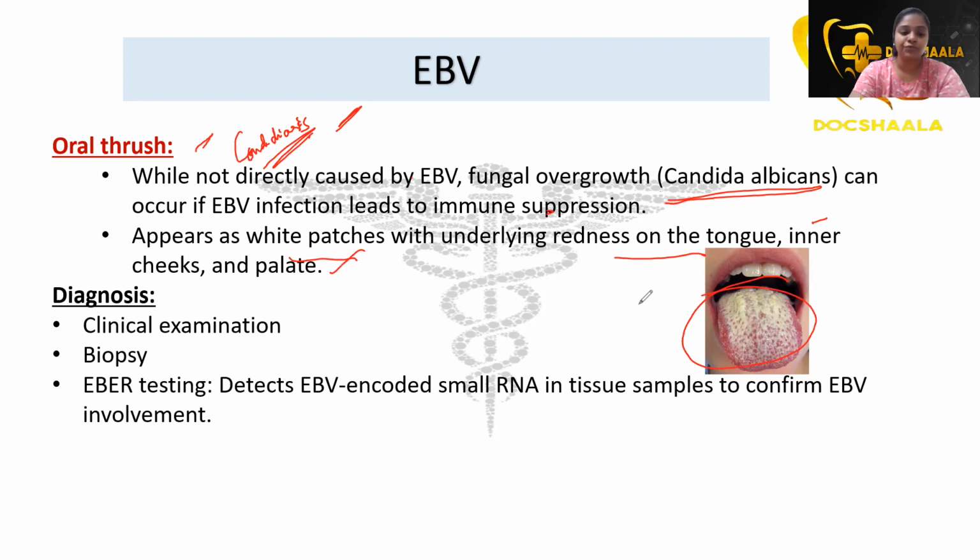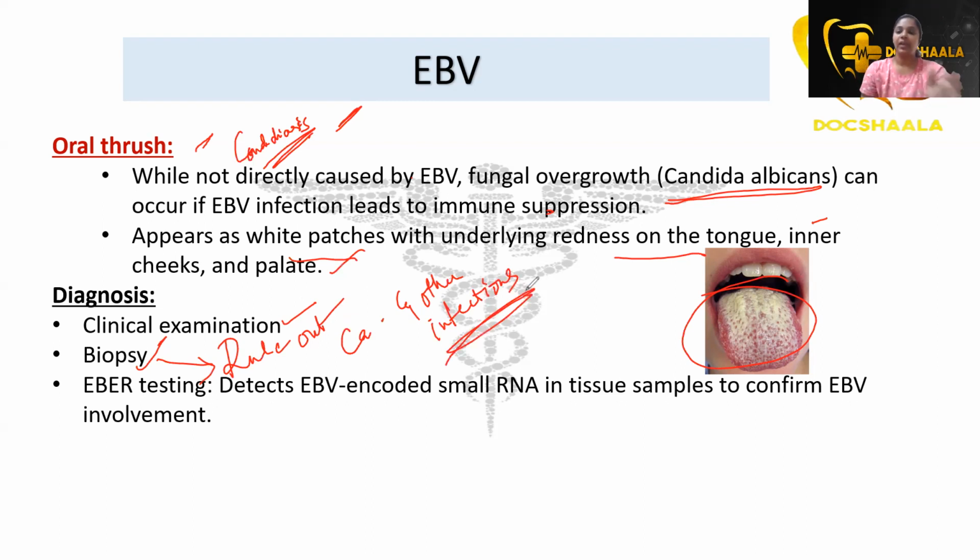The diagnosis is through clinical examination and biopsy. Biopsy is done to rule out carcinoma and other infections. Once these are ruled out, only then can we arrive at the diagnosis of EBV. One more thing is EBER testing. This detects the EBV-encoded small RNA in tissue samples to confirm the EBV involvement in the lesions. Okay, so these are the important points around EBV.